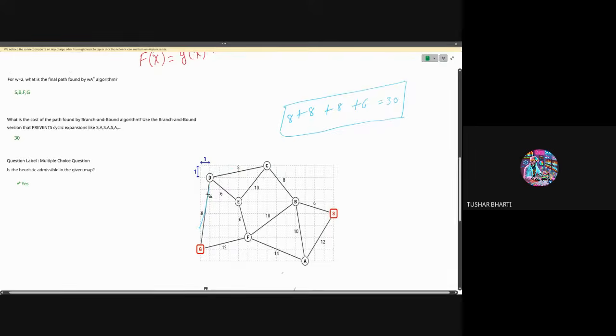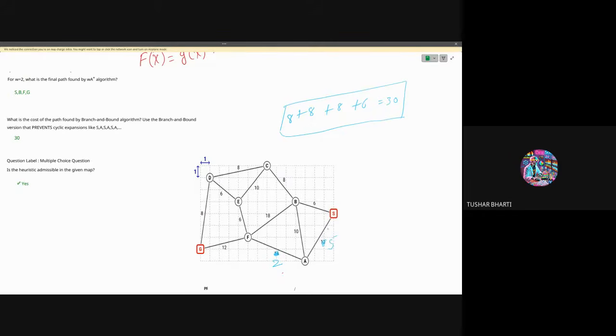If any graph is given, you can do the same. You can check for the smallest path. Suppose here instead of this 14 we had 2 and this was 5, then we would have taken the path 5, 2, and 12. So this is my approach to solving this question.